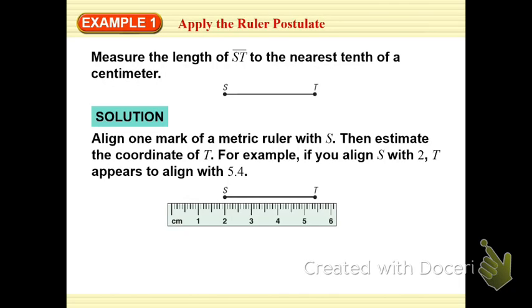The corner. So if we lined S up with 2 and T up with 5.4, how many? So that would be 1, 2, 3.4. It would be 3.4 centimeters, right, if they started on the 2. Personally, I would start on the 0 and just see where it ends up. It would end up right here at 3.4.